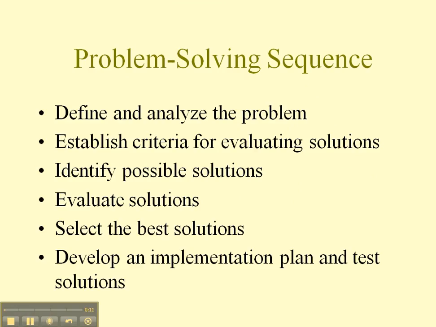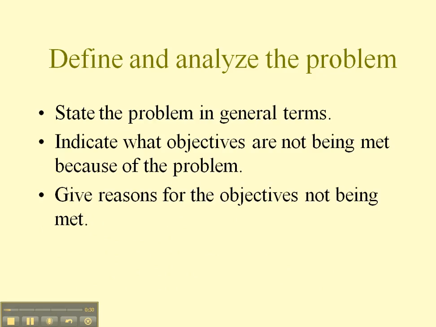The group problem solving process is a six-step process. The first step is to define and analyze the problem, then establish the criteria for evaluating solutions, identify possible solutions, four, evaluate the solutions, five, select the best solutions, and finally, develop an implementation plan and test the solutions. The first step then: define and analyze the problem.